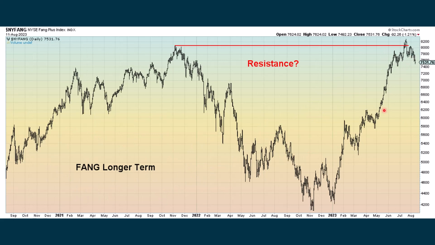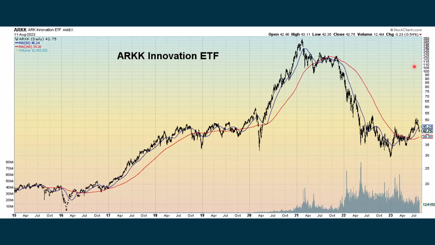We also just set a recent all-time high with the FANG index where we broke above the 2022 high. Then we've been coming down and we've been showing some weakness since that time. ARC also seeing some weakness after giving us a recent golden cross.